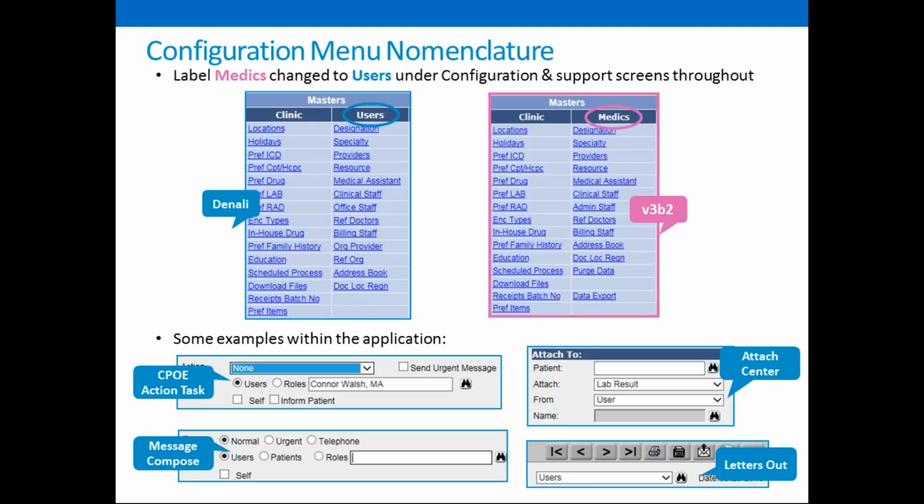And because of this label change, down here at the bottom, you see 4 examples throughout the application where wherever your user list is accessible through a master file search, that also will now say users instead of medics, like in your message compose, in your attaching, and so on. It could be somewhat confusing when it said medics because you might have wanted to attach it to your front desk or to your medical assistants, and they're not a medic, they're not a doctor. So that is why this label change has been made.